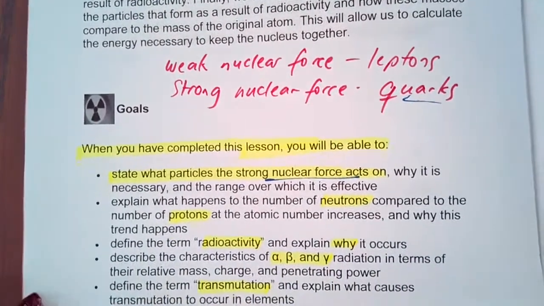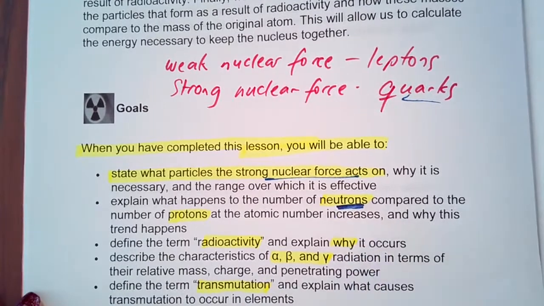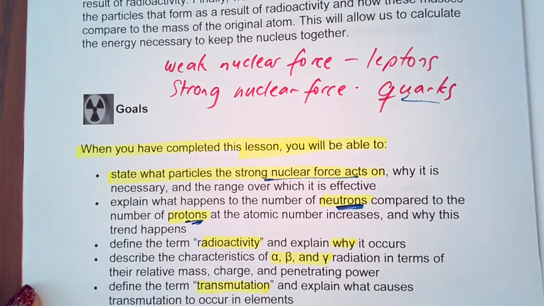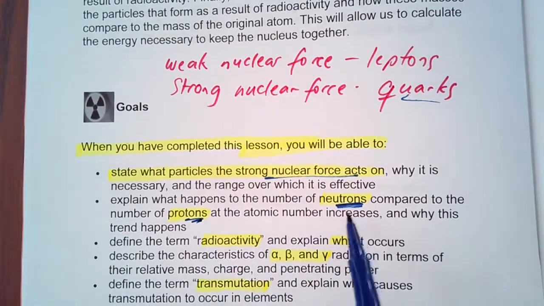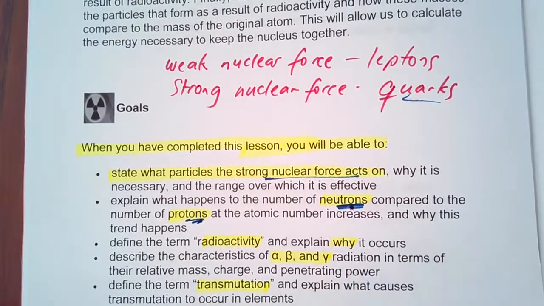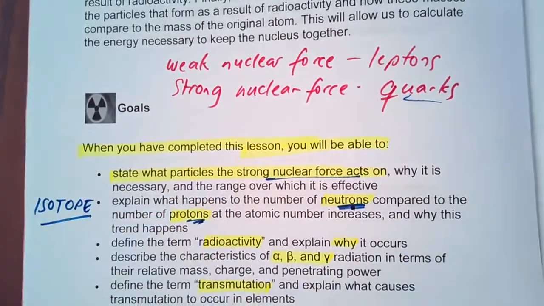So what happens when the number of neutrons change? Then you're looking at an isotope. If the number of protons change, then you have basically a different element. So you can actually have the same number of protons in an element, but if the neutron number changes, you still have the same element, but you now have what we call an isotope. So more details on that later.